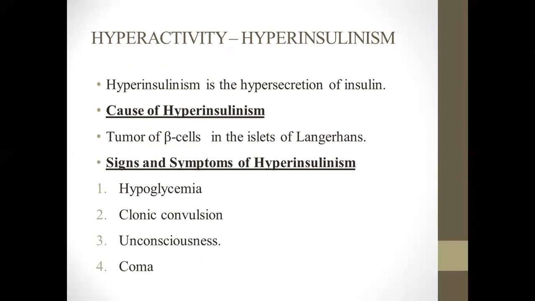What are basically the causes of hyperinsulinemia? This is hyperactivity of insulin secretion, which is due to a tumor of the beta cells. The signs and symptoms of hyperinsulinemia are hypoglycemia, tonic convulsions, unconsciousness, and coma.